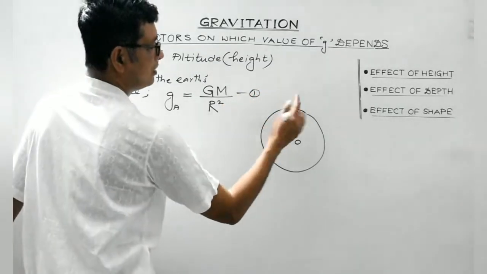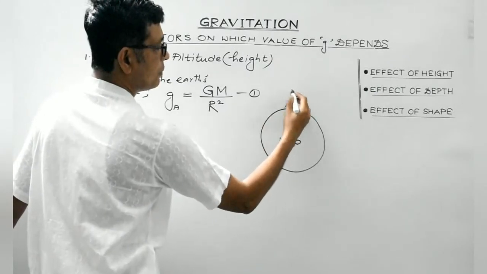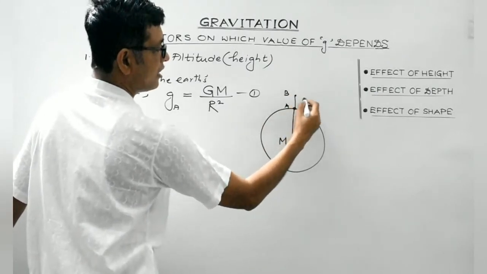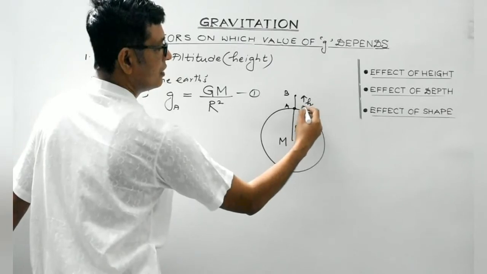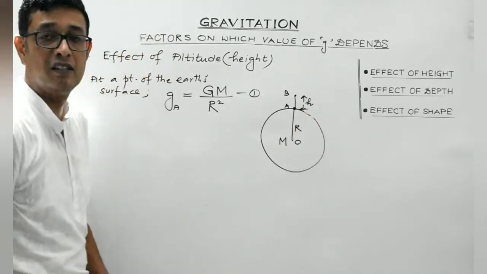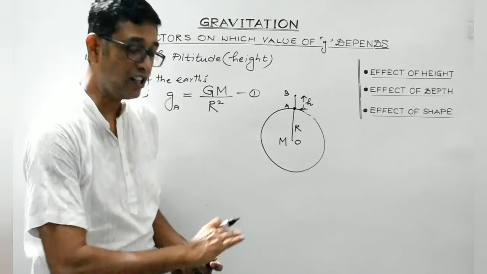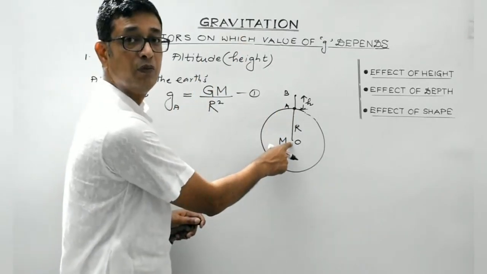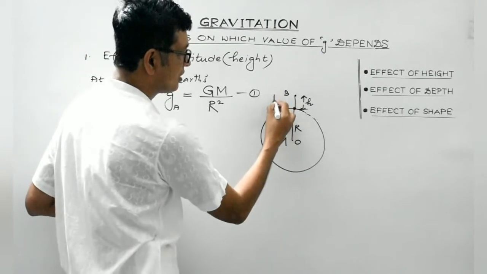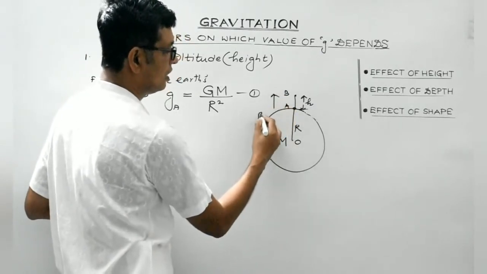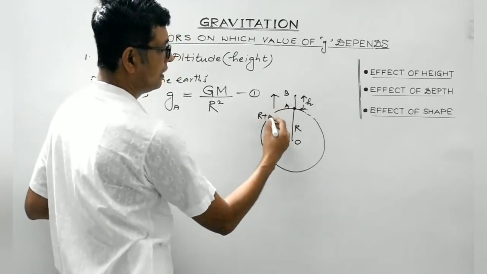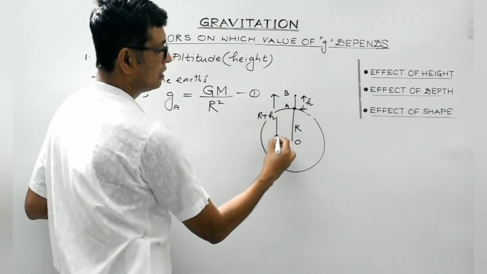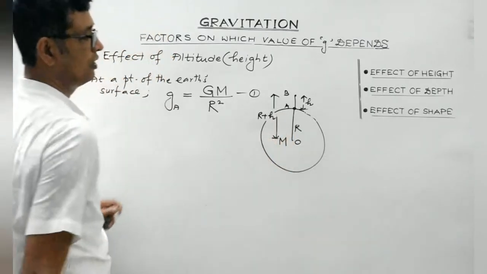Now consider this to be point B, which is at a height h above the Earth's surface. Point B is at a height h above the Earth's surface. So distance is to be taken from the center of the Earth. So what is the distance of point B from the center of the Earth? It will be r plus h. Isn't it? It will be r plus h.